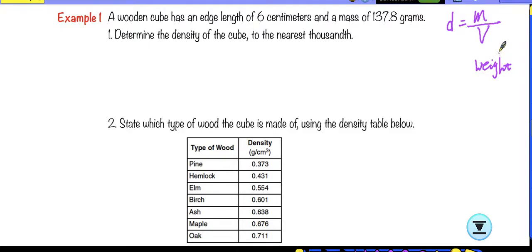So let's check this question. There are two small questions here. Don't be afraid. Let's read the question to see how we use the information to analyze and link it to our question. The question says, a wooden cube has an edge length of 6 centimeters. The key word here is cube.